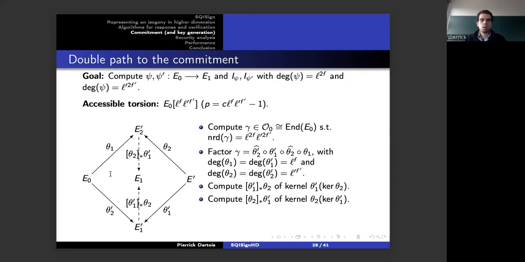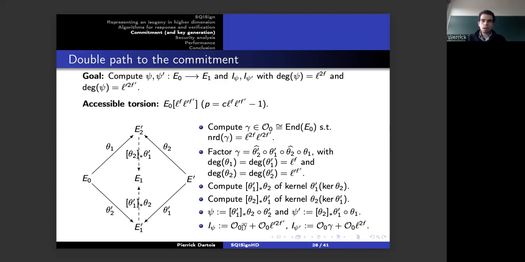To factor the second way, we just push this isogeny θ2 via θ'1, getting this isogeny, the pushforward of θ2 by θ'1, and the other one as well, like this, by pushing θ'1 via θ2. And so we have a simple formula for the kernel, and by taking their composition, we get the path that we want to the commitment, which will be in the center of the diagram here. And of course, the ideals are easy to evaluate once we know the endomorphism.